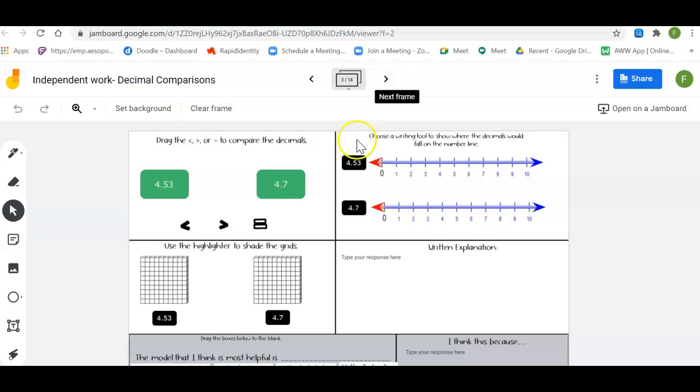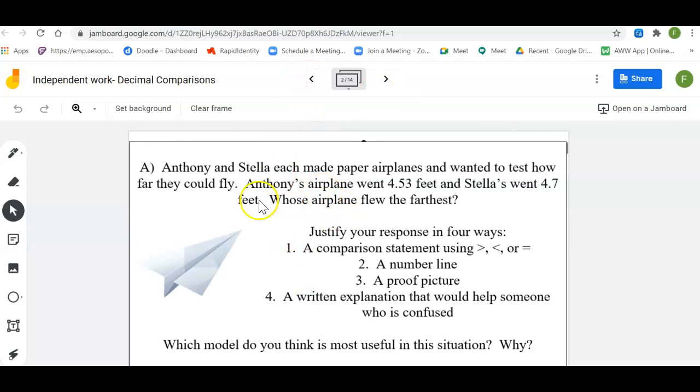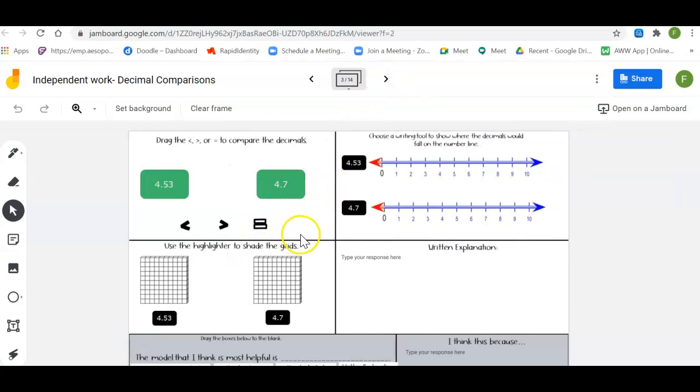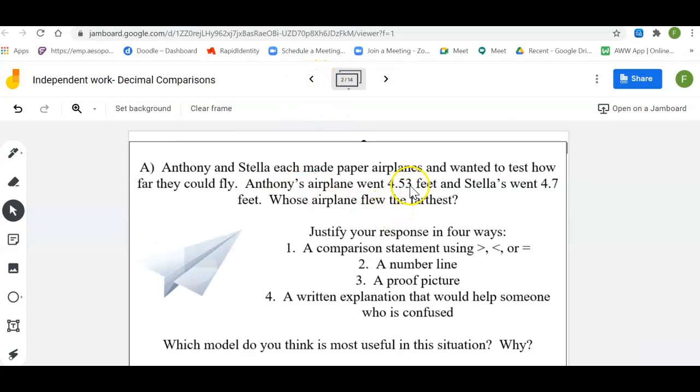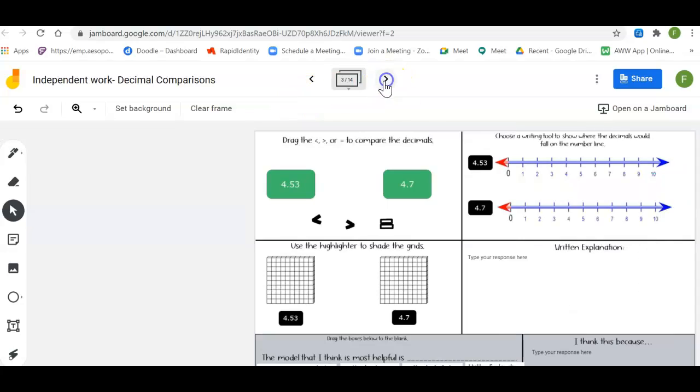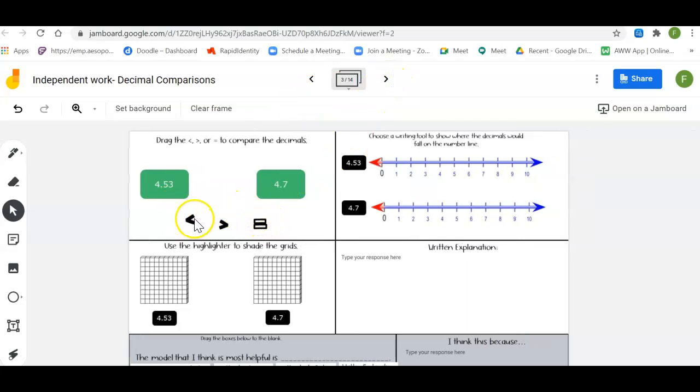Now, okay, so this is where you read this particular one, Anthony and Stella. And then on the very next one, this is where you have to choose. You put the symbol in there to show the comparison. Okay, so you got 4 and 53 hundredths, 4 and 7/10. So 53 hundredths, 7/10 right here. All right, so which one is bigger? You drag it there. So you got to do all 4 of these for that particular one.